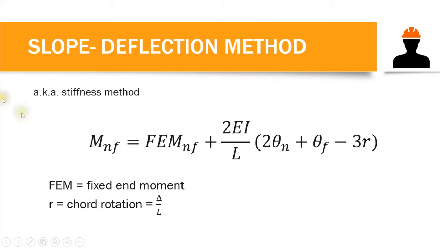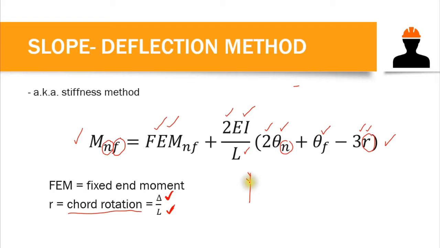Now, in using the slope deflection method, you need to familiarize yourself with the slope deflection equation, in which we have M_NF. N and F here refer to the joints, okay, the near or the far joint of the beam or of a member. We have the FEM, this one is the fixed end moment. So later I am going to teach you how to compute the fixed end moment of our beam subjected to several loads, plus twice the flexural rigidity over the L, times twice the slope of one of the joints, plus the slope of the other joint, minus 3R. R here is the chord rotation. And chord rotation will occur if we have a support settlement, that is delta. This is the settlement of our support over the length of the member.